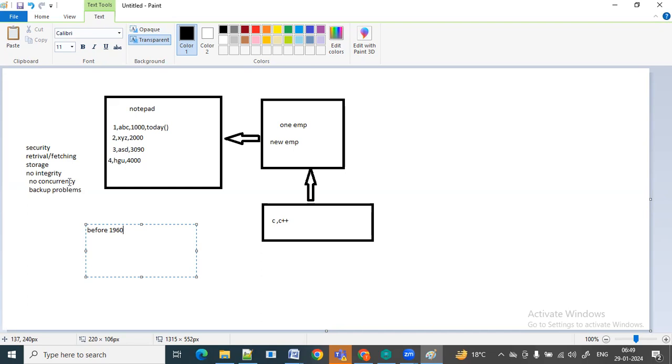So EF Codd from IBM introduced a database concept. I'm not talking about SQL. I am talking about a database. We will not be taking EF Codd; EF Codd introduced some other database. Now let us assume some XYZ person has introduced a database.